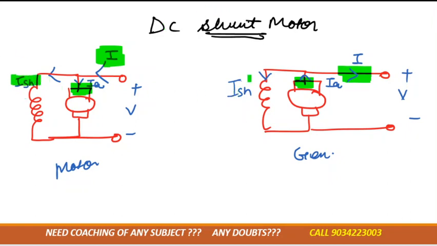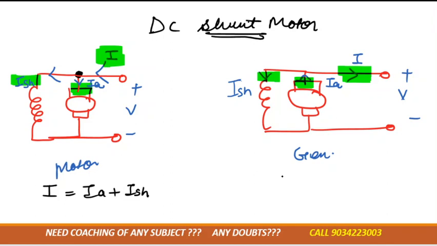But this one and this one are the same. Why? Because in both the cases we need current in the field winding, right? Correct? To make it a temporary magnet. So if I apply Kirchhoff current law here, then what would be the value? You know Kirchhoff current law, that incoming current is equal to the sum of outgoing current. So according to this, current I is the incoming current and IA and ISH are the outgoing current. So we can write down I is equal to IA plus ISH.